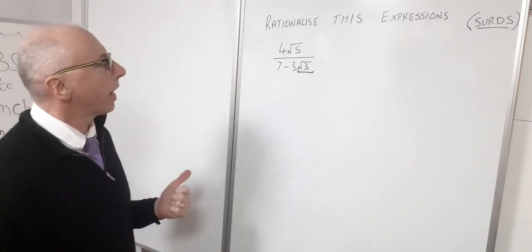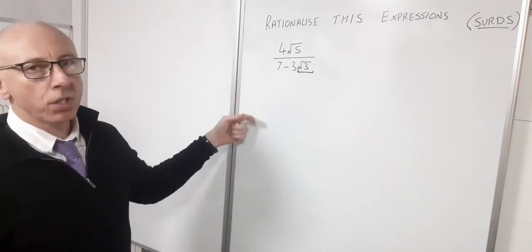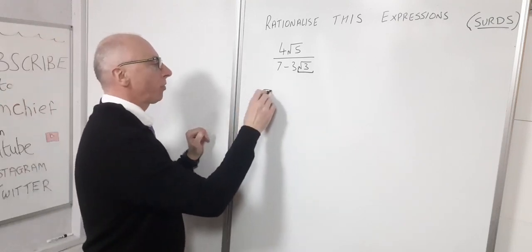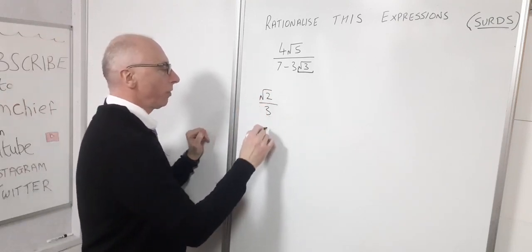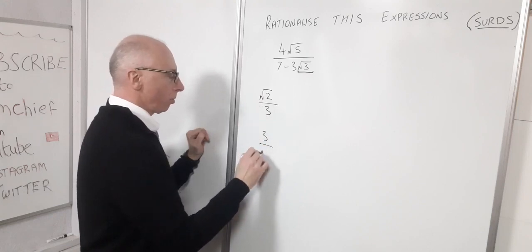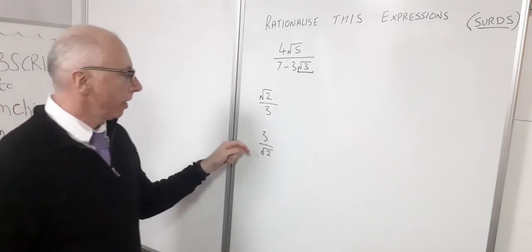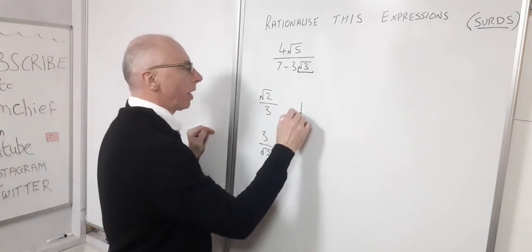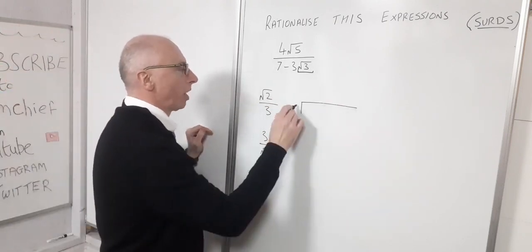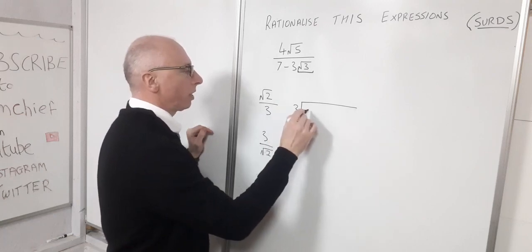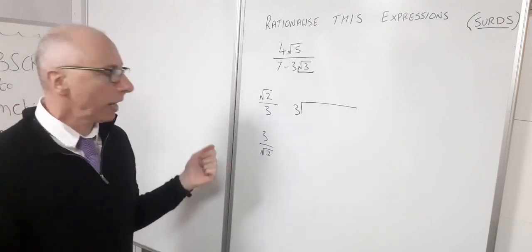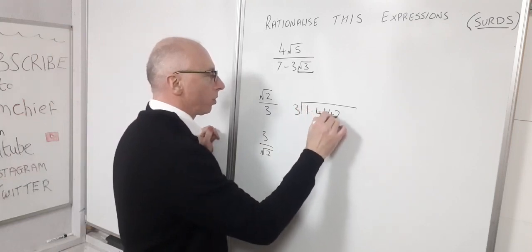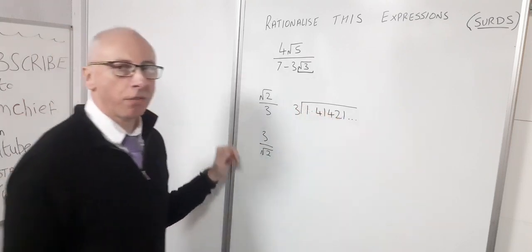Now the reason we do that is if we have a surd in our denominator, this is what can happen. Now if I compare two fractions, square root of 2 over 3 and 3 over square root of 2. First of all, let's have a look at this one. If I put that into a short division, I will have 3 into square root of 2. Now, if I plug that into a calculator, I will get 1.41421 and going on forever.